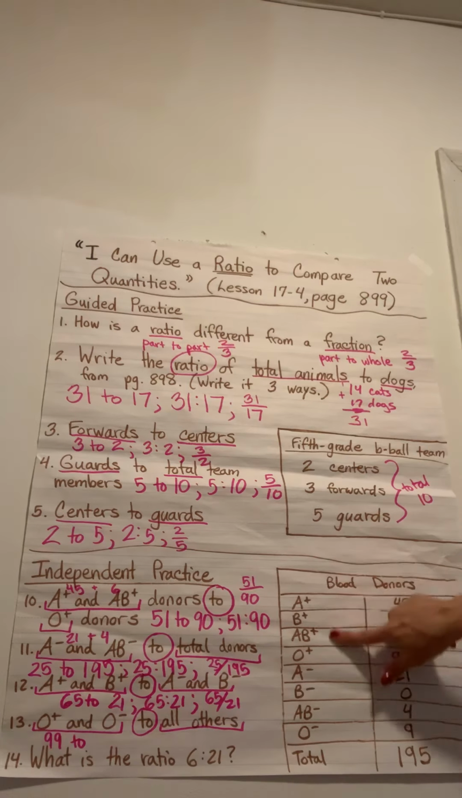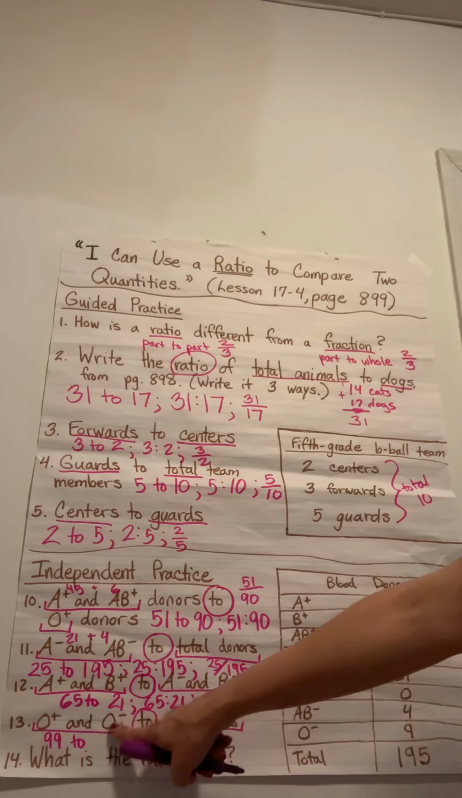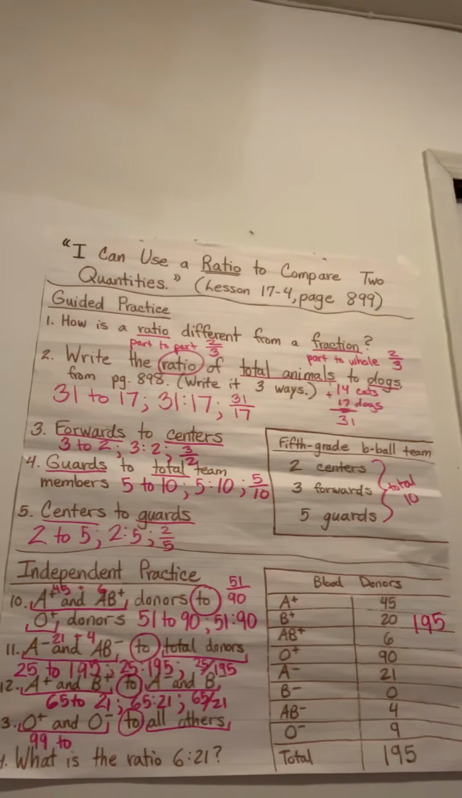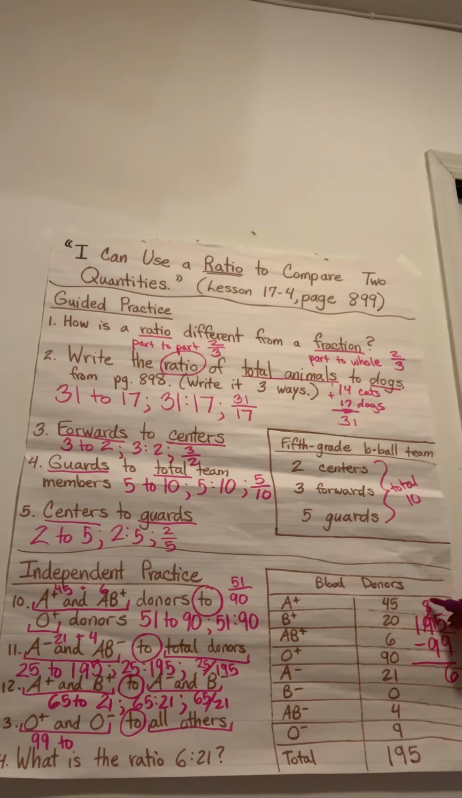What do I know? I know the total, 195. So here's my total, 195. And they're asking me for all others, meaning everything other than this. So I figured out the 99. I can subtract that from the 195. This requires regrouping. Regrouping again. Oh, no, sorry. Okay, 18 minus 9 is 9, 96. So 96 is my second term. So now I have 99 to 96. So there we go.